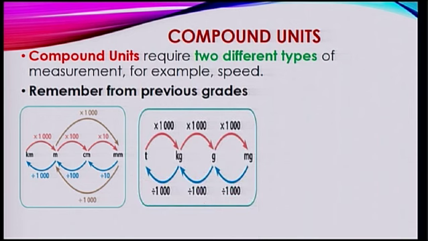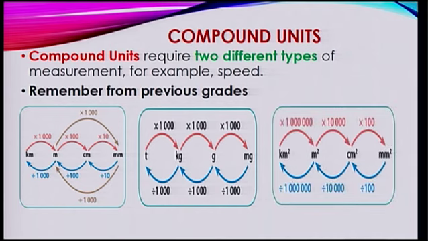Kilogram to gram to milligram, right? So kilogram to gram, you multiply by 1000. Milligram to gram, you divide by 1000. And the third one, kilometer square to meter square, you multiply by 1 million. These were covered in grade 7.